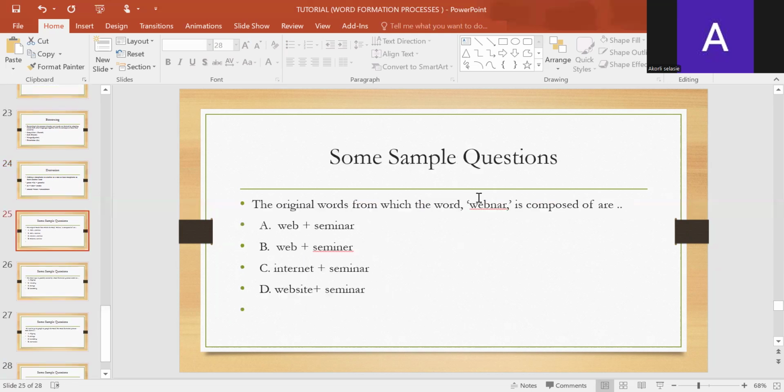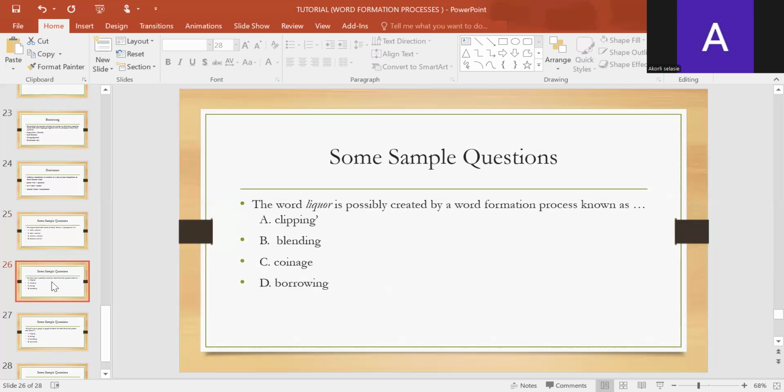So now let's have some sample questions. I discussed this with some of my classes anyway. The original word from which the word webinar is composed of are. So these are the answers. You have to look through and see which answers. Sometimes it's only that the spelling of a word is misspelled intentionally to see whether you can identify the correct thing. The word liquor is possibly created by a word formation process known as. If you remember, liquor, I think it's an Arabic source. It's from Arabic source, so the answer should be borrowing.